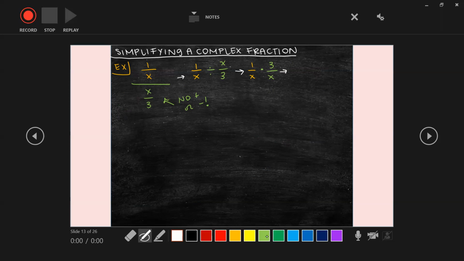So what's going to be in my numerator? 1 times 3 is 3. x times x is x squared. That's the answer. Now notice there was no common denominator. Why is that?